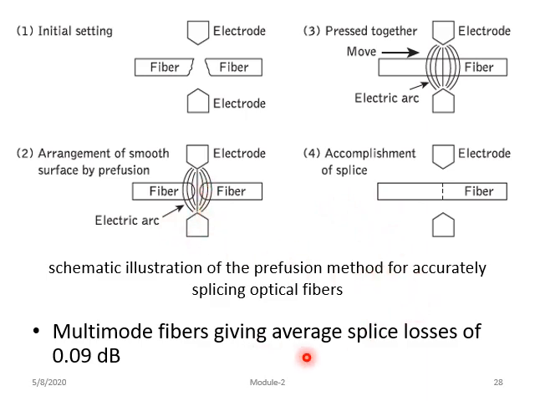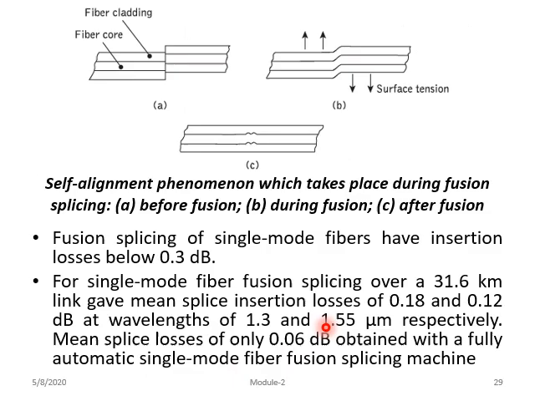Okay, so multimode fibers give an average splice loss of 0.09 decibel under this particular condition. That is one total possible loss. We are also looking at the self-aligning phenomenon that takes place during fusion splicing. Before fusion, when you push two fiber ends, they may not match clearly. Because the two ends are going to be melted, there will be a shift, so the cores or fiber axes do not match. While pushing, the spaces just get shifted.